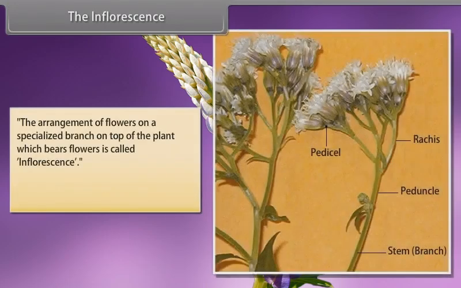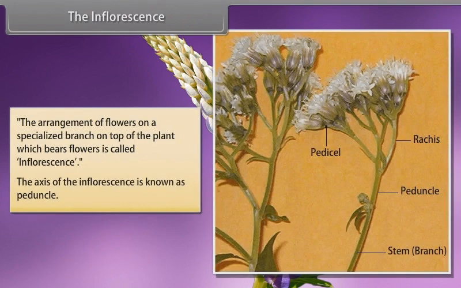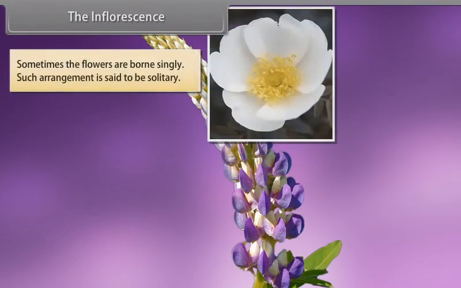The arrangement of flowers on a specialized branch on top of the plant, which bears flowers, is called inflorescence. The axis of the inflorescence is known as peduncle. Sometimes the flowers are borne singly. Such arrangement is said to be solitary.